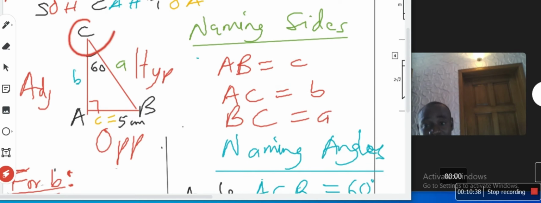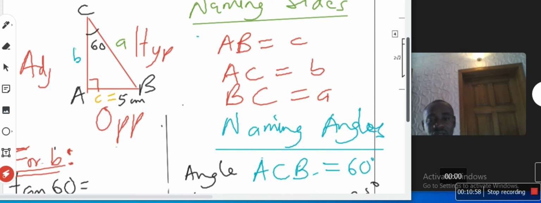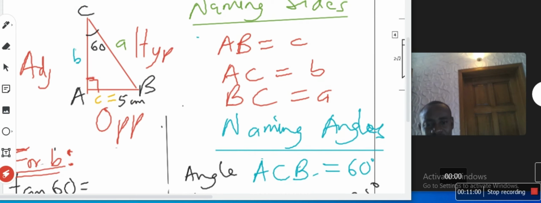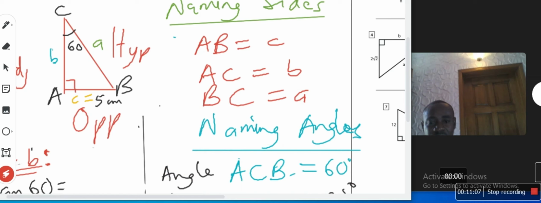If you are naming C, use 3 letters, but the C should be at the center. Just mention all the 3 letters of the triangle. So we can say ACB, that is for this C, or BCA. You get the same thing. How do you name this angle, 90 degrees? See the one I named for 60 degrees; it's the same thing as saying BCA.